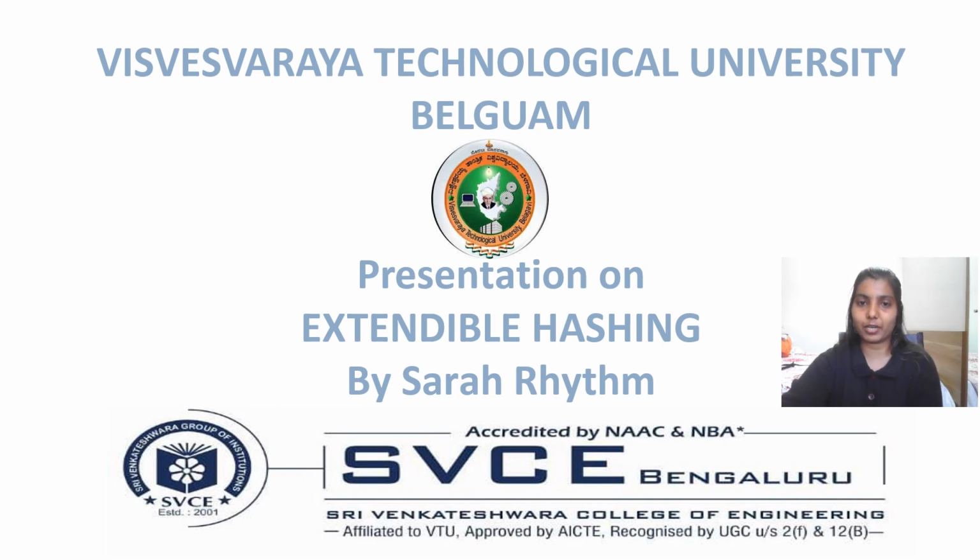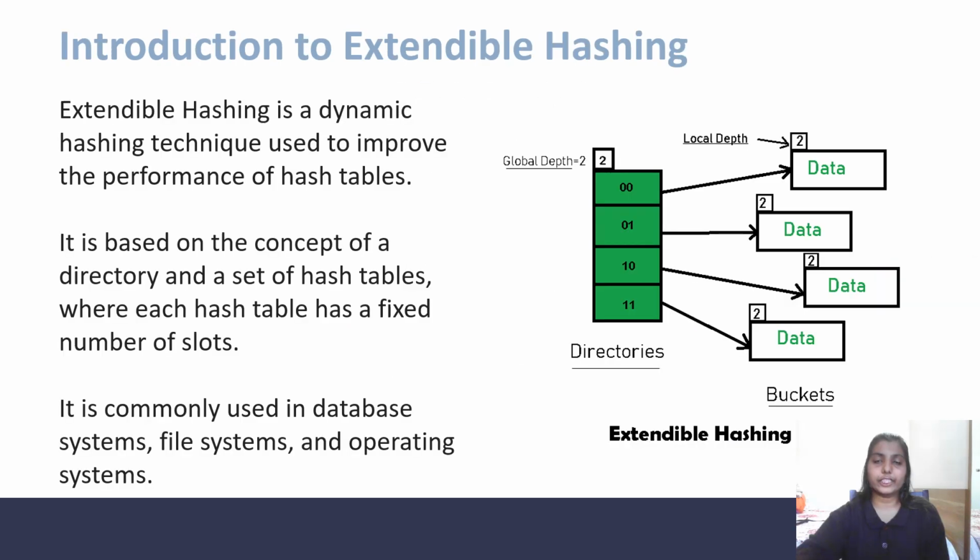Today we will be learning about extendable hashing under the subject of file structures. Introduction to extendable hashing. Extendable hashing is a dynamic hashing technique used to improve the performance of hash tables. It is based on a concept of a directory and a set of hash tables where each hash table has a fixed number of slots. It is commonly used in database systems, file systems, and operating systems.